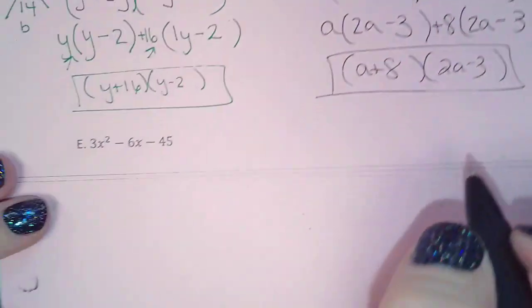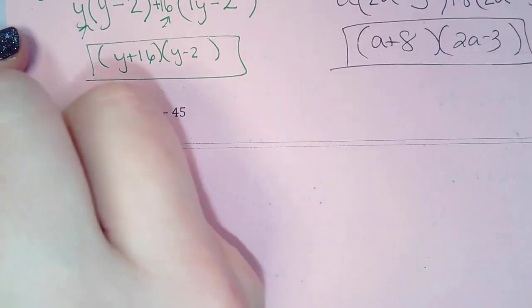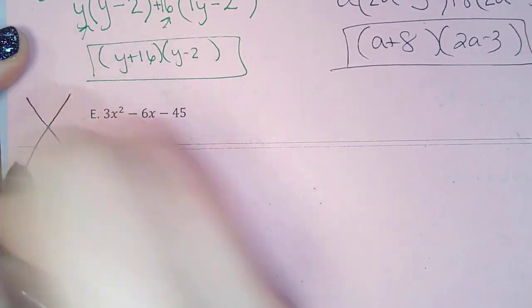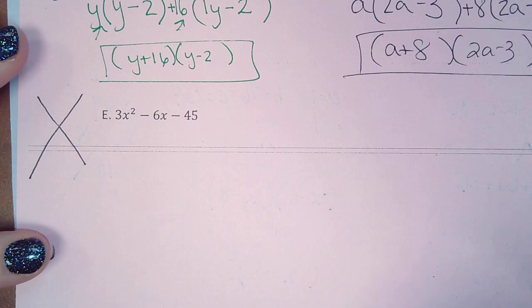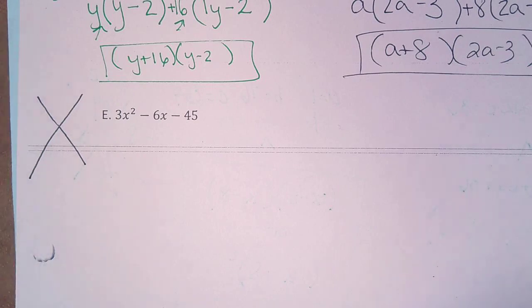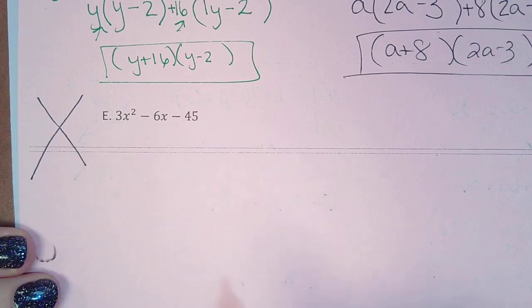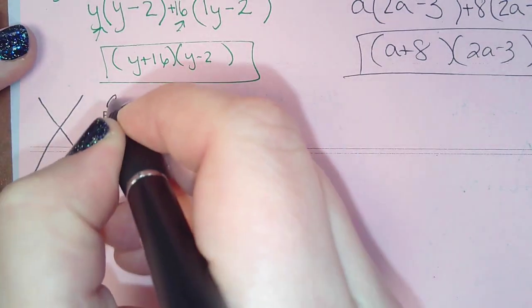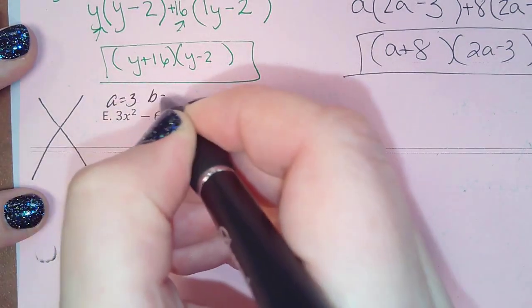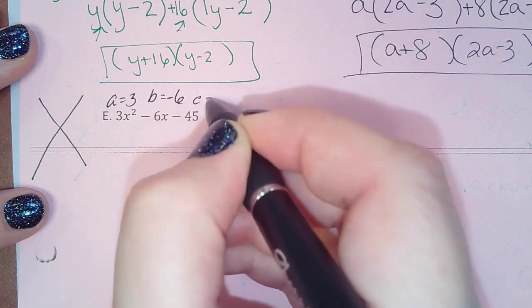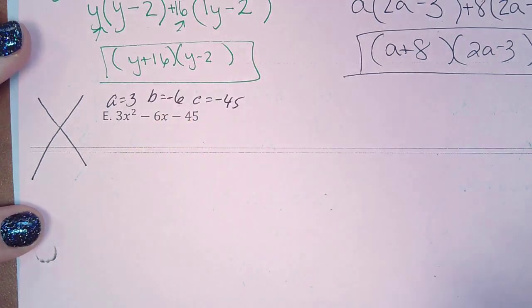We're going to have two more because I'm going to add one for you. Just reviewing the new stuff. So 3x squared minus 6x minus 45. Cannot use the shortcut because my first term is not 1. So let's go ahead and label a equals 3, b equals negative 6, c equals negative 45.